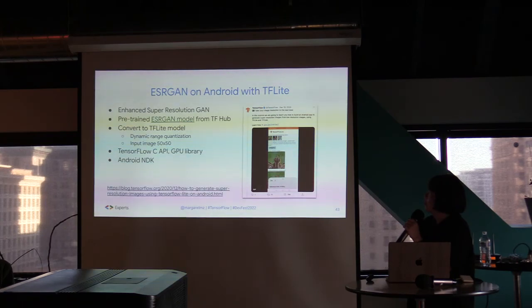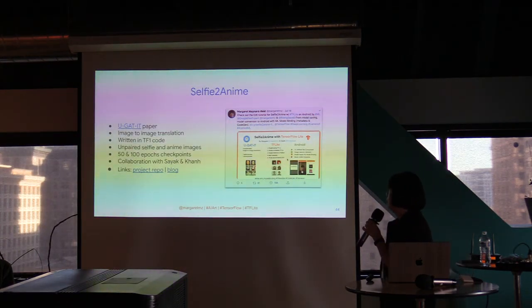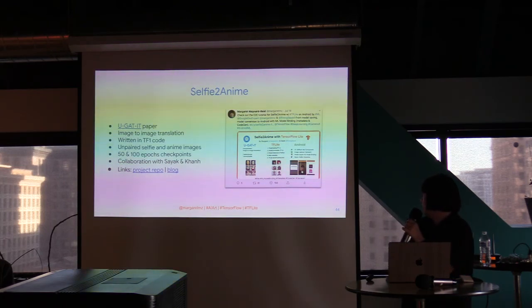A couple of examples here: you can run ESRGAN on Android with TFLite. This ESRGAN, basically super resolution, will make a blurry image more clear. This one is one of the projects that I worked on: Selfie to Anime. You can point the camera at yourself and take a picture, and then it will create an anime.